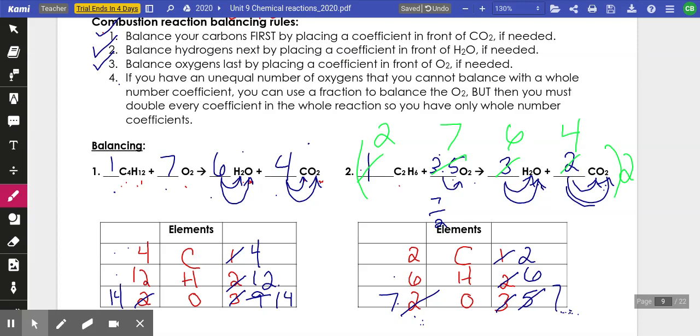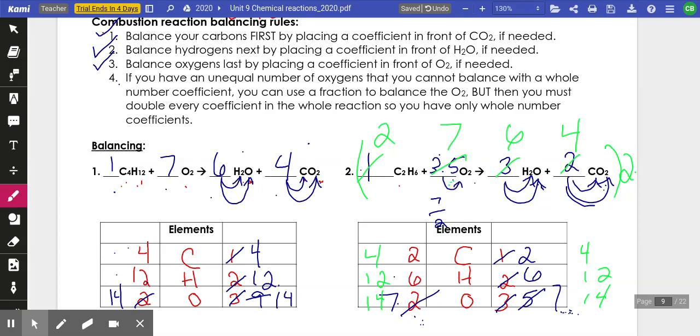So now if I go and I count all of these things up and I double check that everything balances, it should. I should now have 4 carbons on each side, 12 hydrogens on each side, and 14 oxygens on each side.